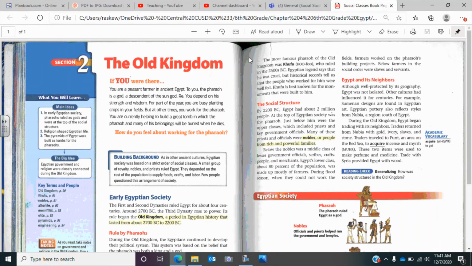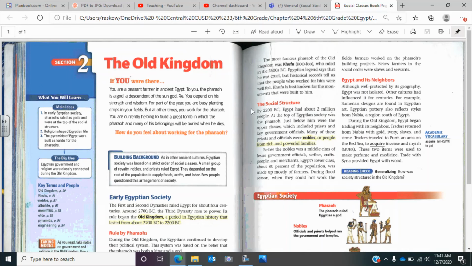The most famous pharaoh of the Old Kingdom was Khufu, who ruled in the 2500s BC. Egyptian legends said that he was cruel, but historical records tell us that the people who worked for him were well fed. Khufu is best known for the monuments that were built to him.